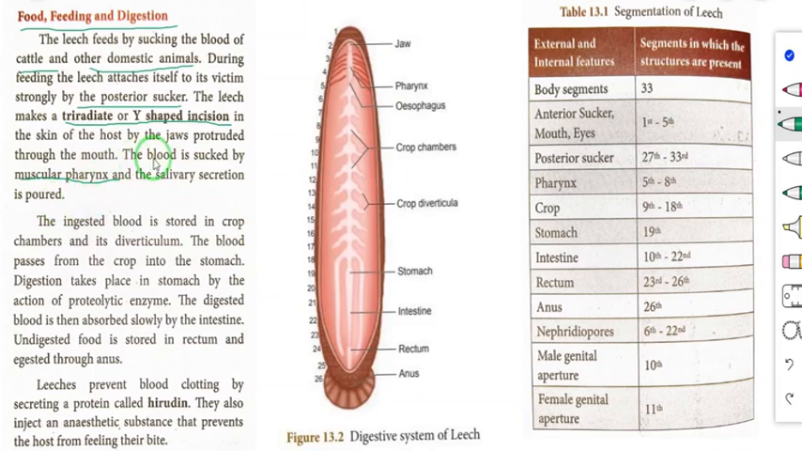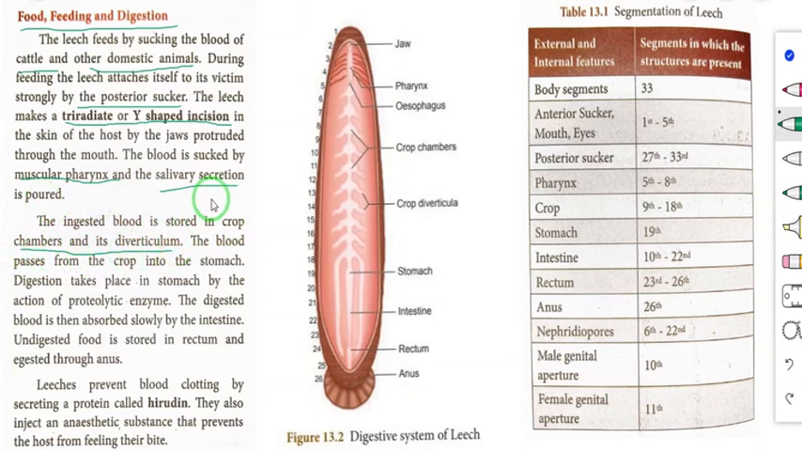So with the help of the muscular pharynx, it can suck the blood. At that time it can secrete saliva. Saliva is also poured into the particular area in which it is sucking the blood. The ingested blood is stored in crop chambers and its diverticulum.